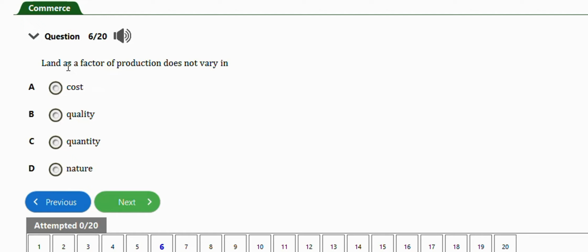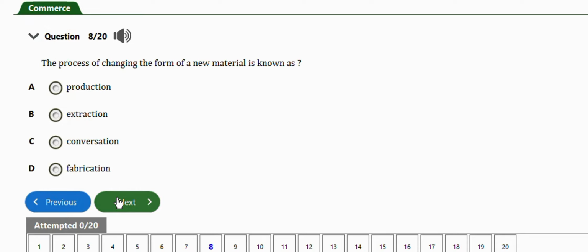Next question. Land as a factor of production does not vary in quantity. Option C is the right answer here. Next question: in the long run, all factors of production are real, constant, variable, fixed, or margin? The right answer is option B, they are variable. Next question: the process of changing the form of a raw material is known as production, extraction, conversion, or fabrication? Let's read the question again. The right answer is option D, fabrication.